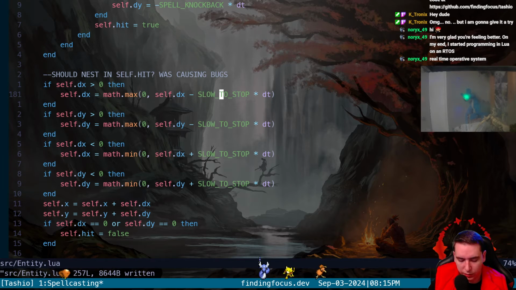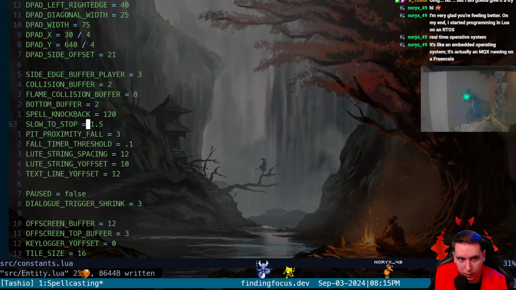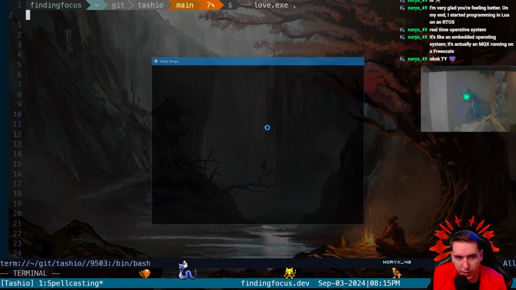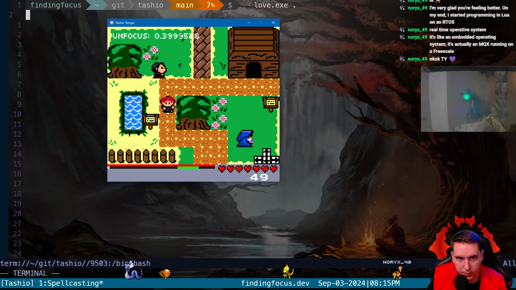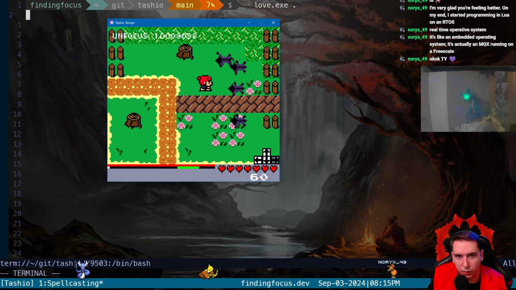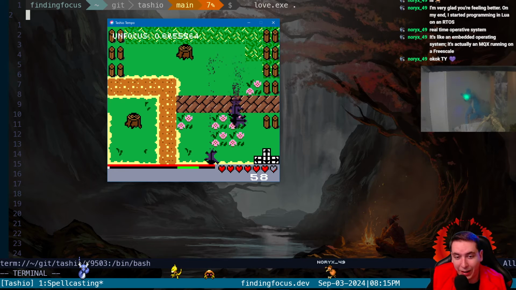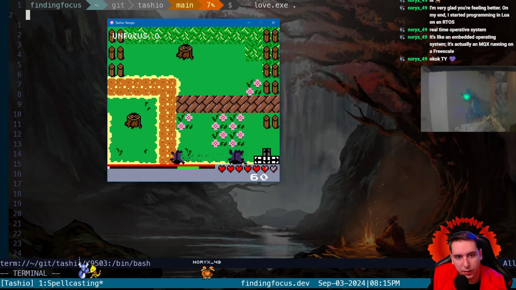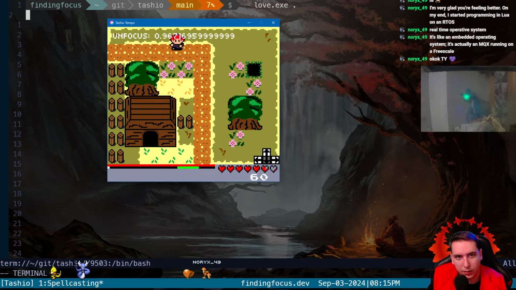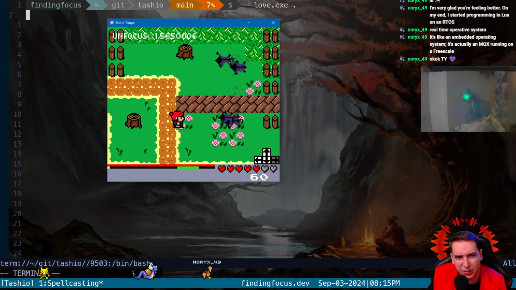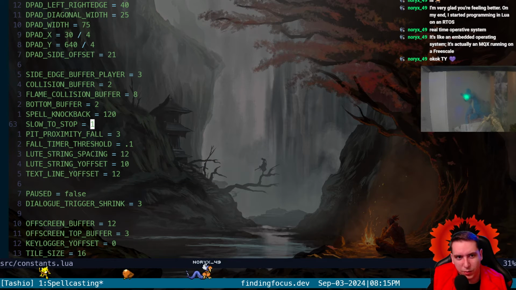Okay, let's try tweaking this and see if it is just way worse when we tweak it. So we're going to go to 1 instead of 1.5, and I believe our VSync is turned on, because that's why we're at 60 FPS. Let's see what a slow to stop of 1 looks like for a knockback. Holy shit, that is crazy. I can't even get back on screen from that. So that's just way too much, right?